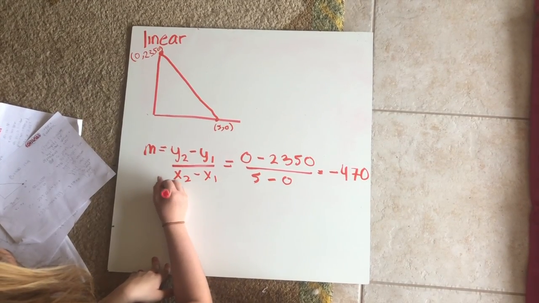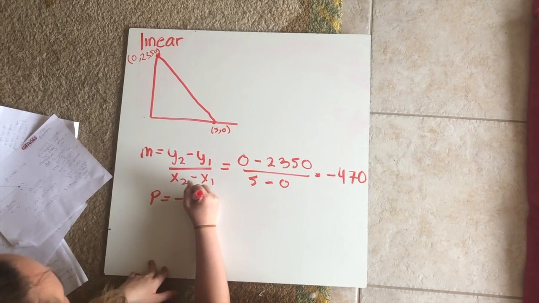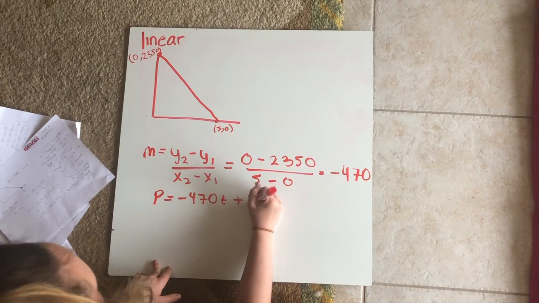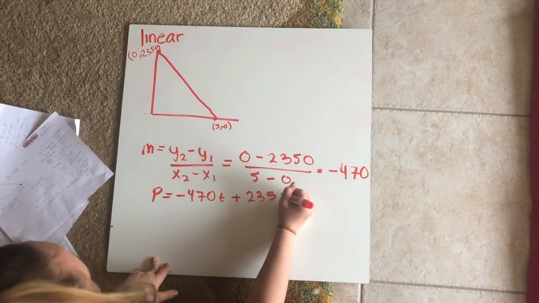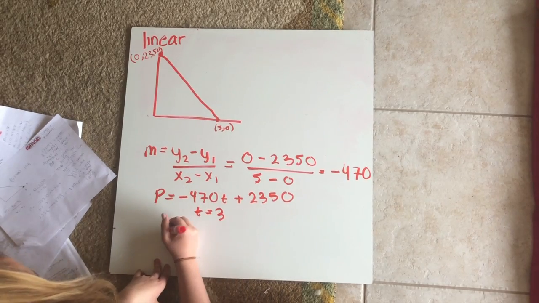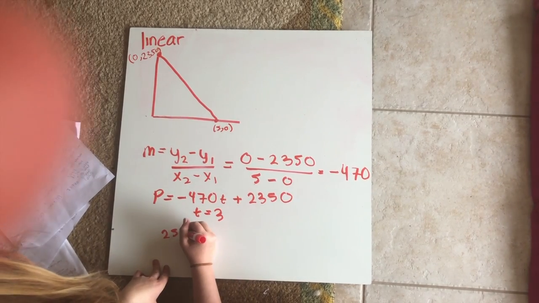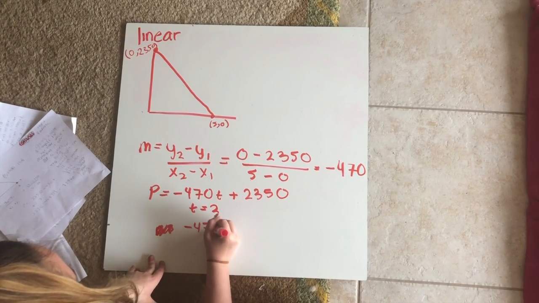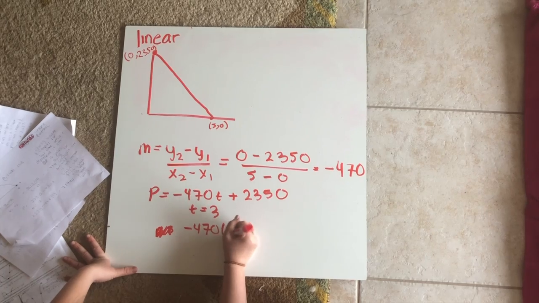Then you plug into your equation using the b value, 2,350, because this year is 0. So the equation would be P equals 2,350 minus 470t. When t equals 3 after 3 years, your final answer will be $5,940 after 3 years of depreciation.